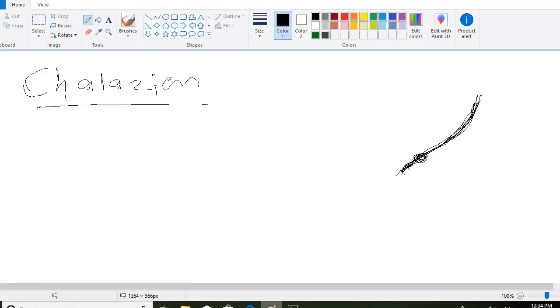Now coming to the chalazion, before understanding it, we look at the normal anatomy of the eyelid. Suppose this is the eyelid, and here at the margin of the eyelid there is the lid margin. The lid margin includes two types of glands: the glands of Zeis and the glands of Moll. This is the gland of Zeis, this is the gland of Moll, and here the meibomian gland is present. This one is the meibomian gland.